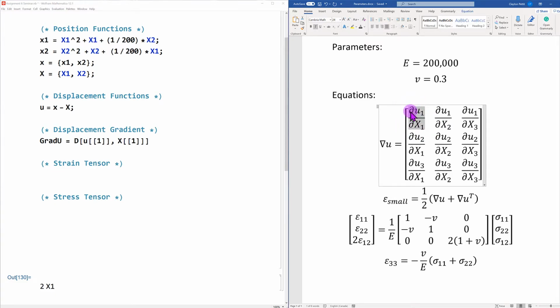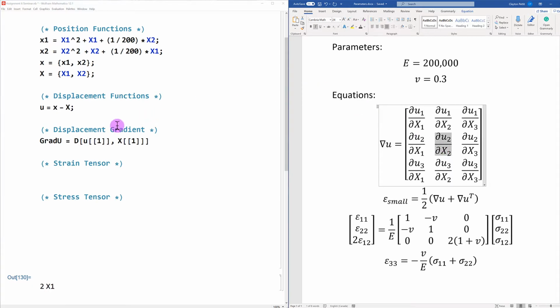However, as I mentioned, we're going to need four partial derivatives. We need partial u1 with respect to big X1. We need partial u1 with respect to big X2. We need partial u2 with respect to big X1, and then partial u2 with respect to big X2. So the question becomes, can I do this all in one simple manner? And the answer is yes.